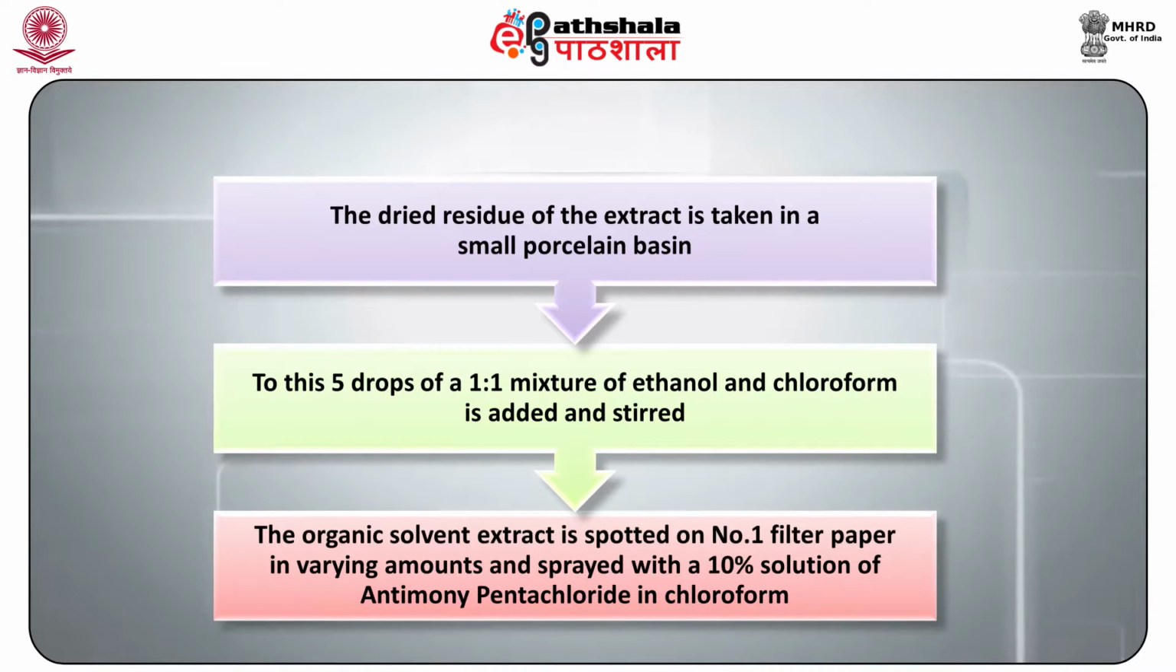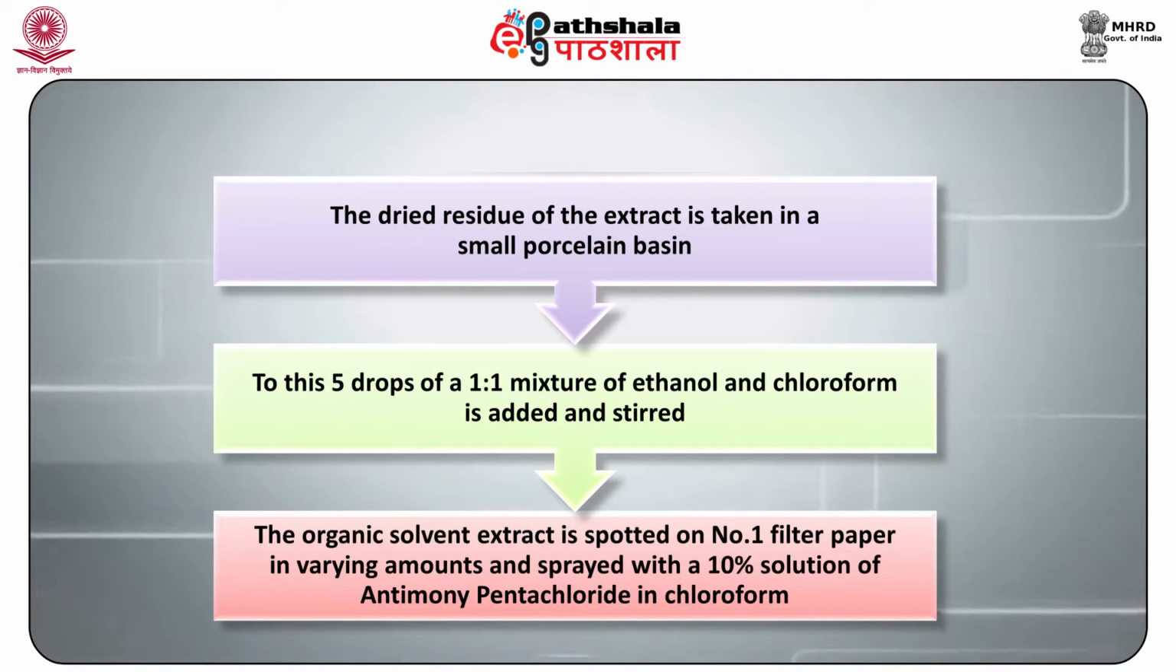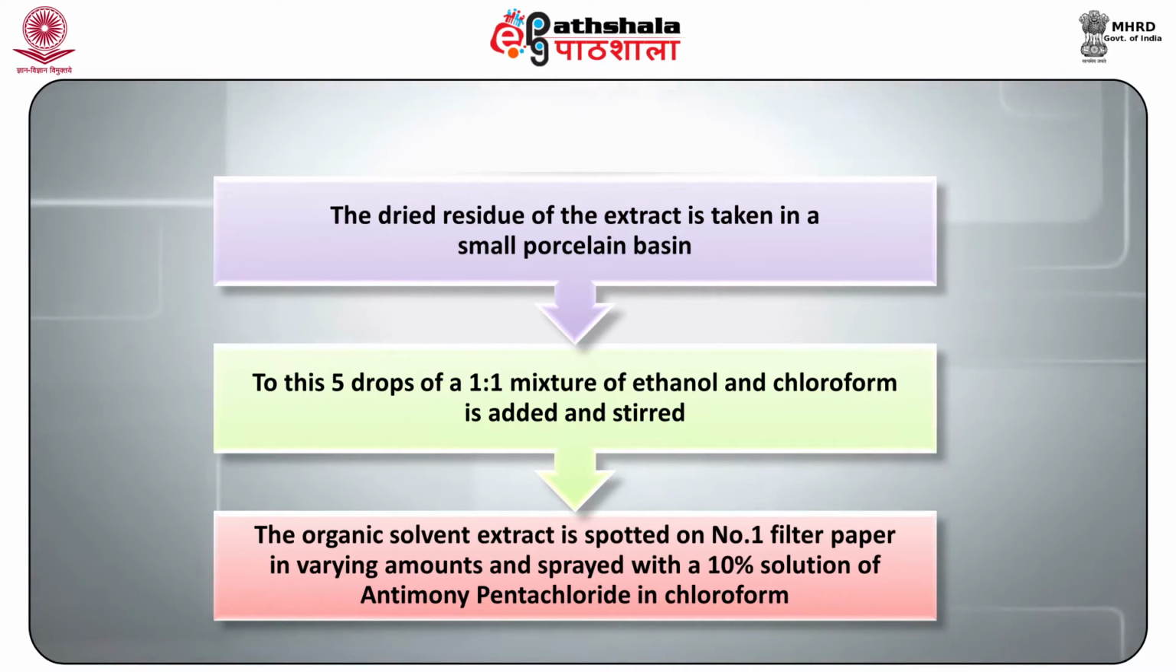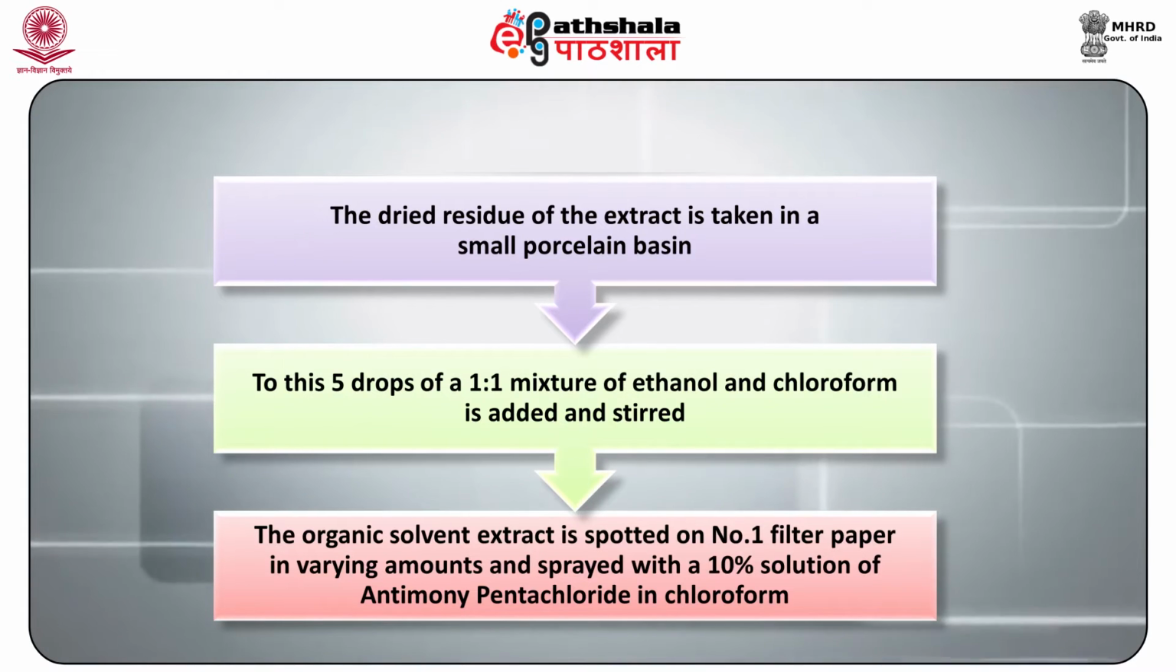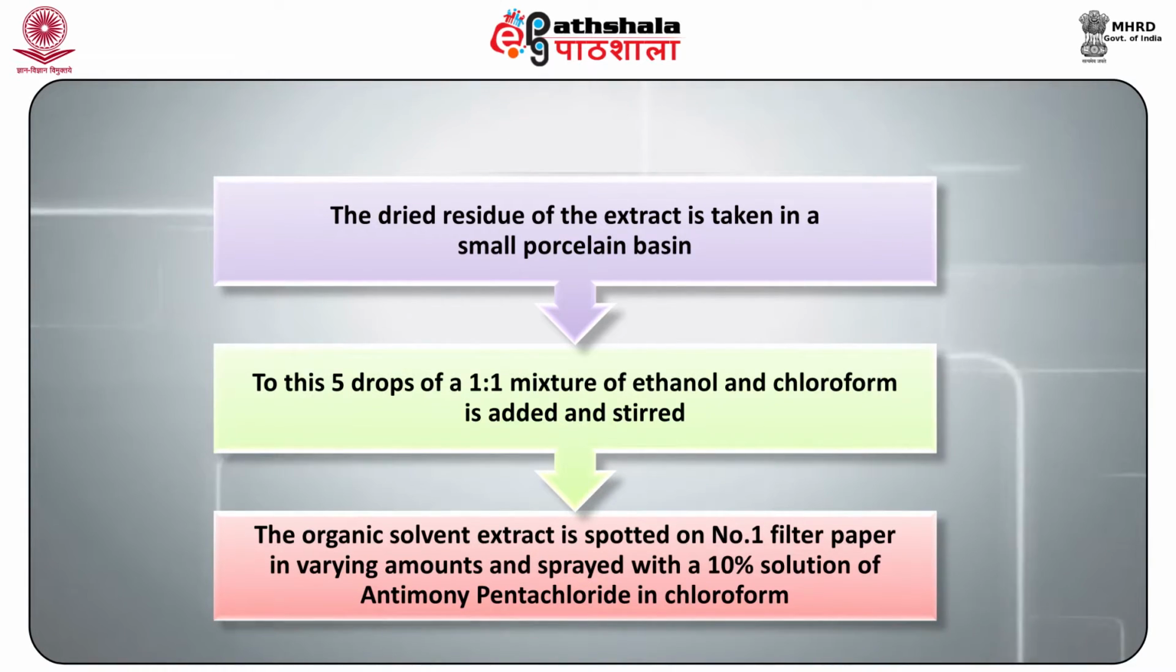Next are the tests for Digitalis purpurea. The dried residue of the extract is taken in a small porcelain basin, and to this 5 drops of a 1:1 mixture of ethanol and chloroform is added and stirred. The organic solvent extract is spotted on a number 1 filter paper in varying amounts and is sprayed with a 10% solution of antimony pentachloride in chloroform. The development of yellow color changing to purple is observed. On warming the spotted paper in hot air for 5 minutes, the color of the spot changes to black.